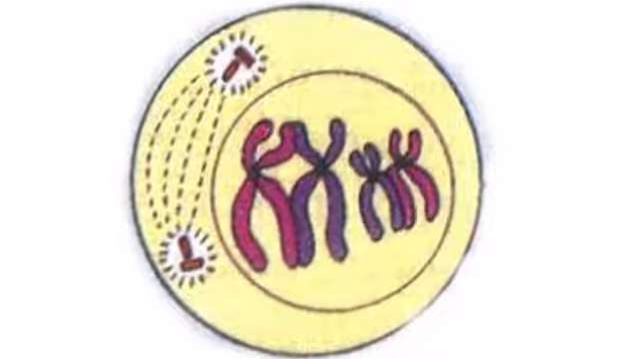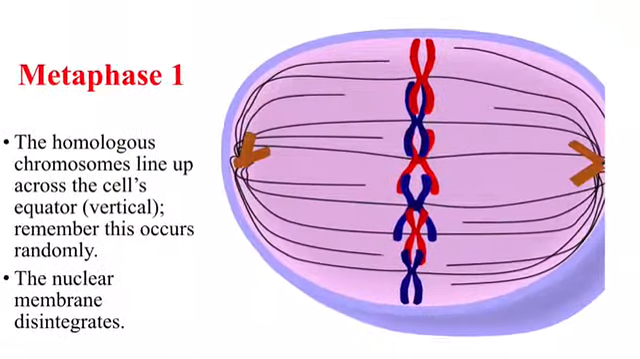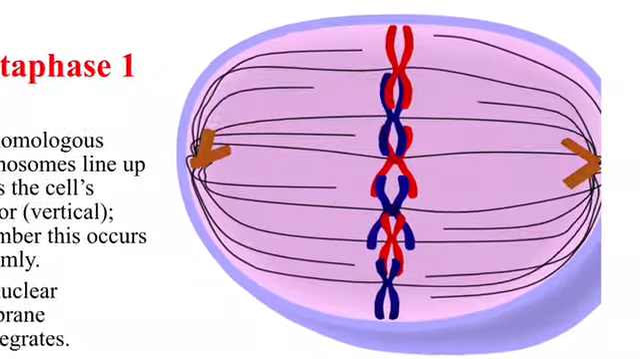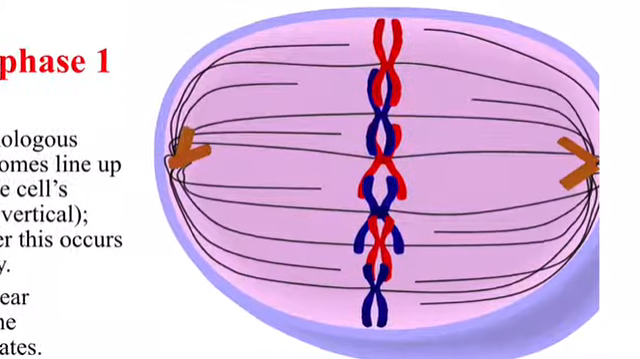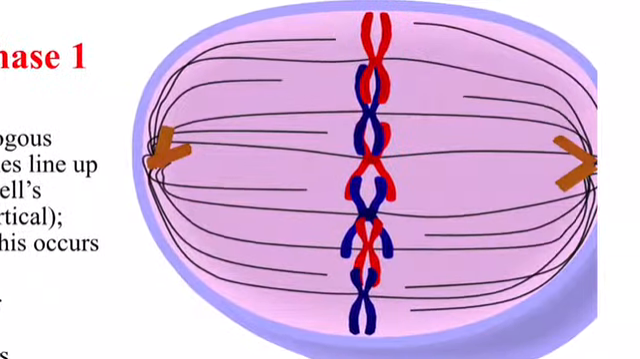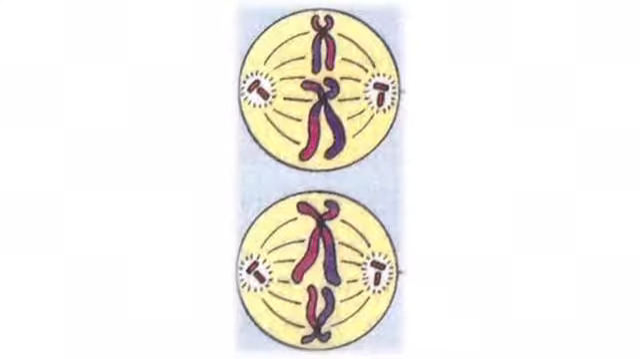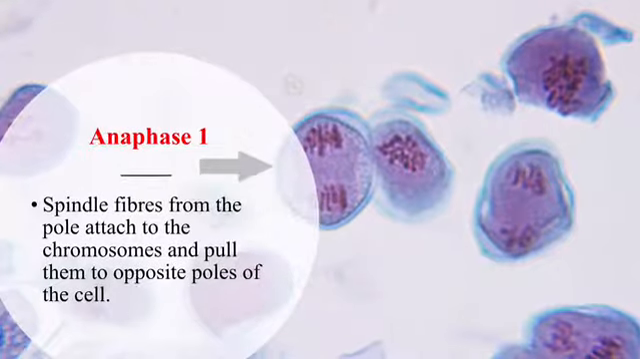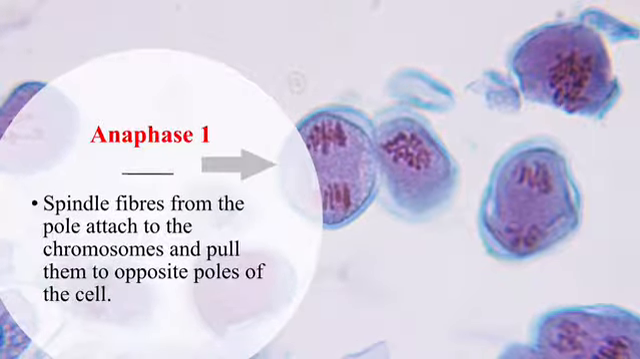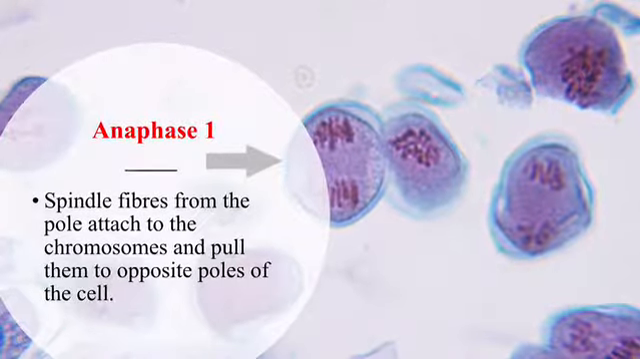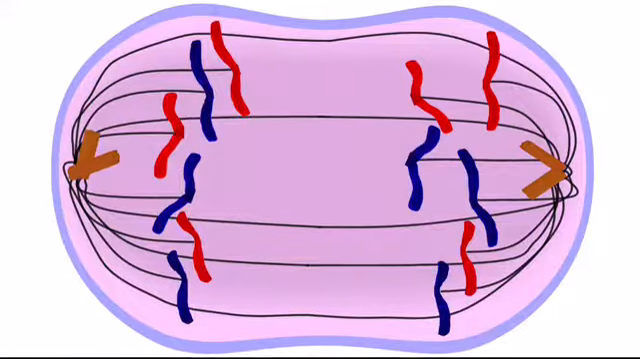So metaphase 1, it's when homologous chromosomes align across the cell's vertical equator. Remember, this occurs randomly, and the nuclear membrane disintegrates. This is a picture for you to draw. Anaphase 1, spindle fibers from the poles attach to the chromosomes and pull them to opposite poles of the cell. Remember, this just separates the DNA.